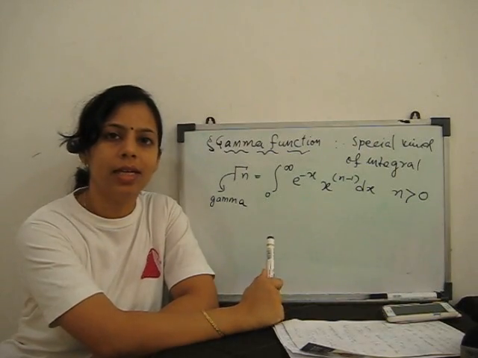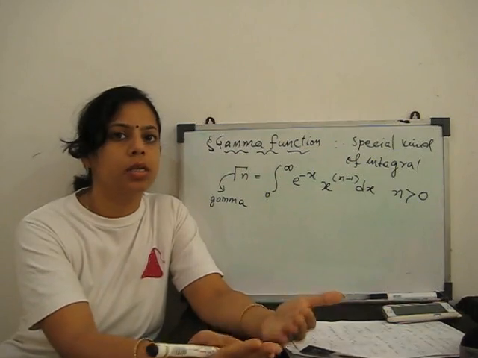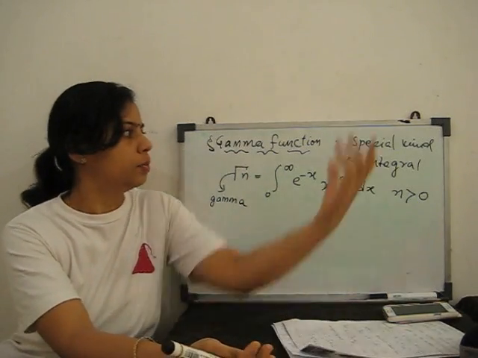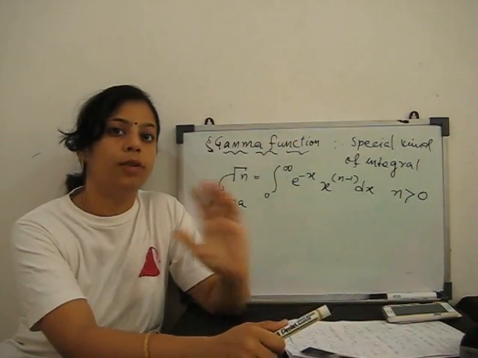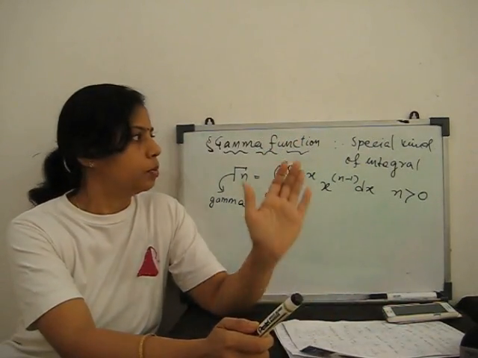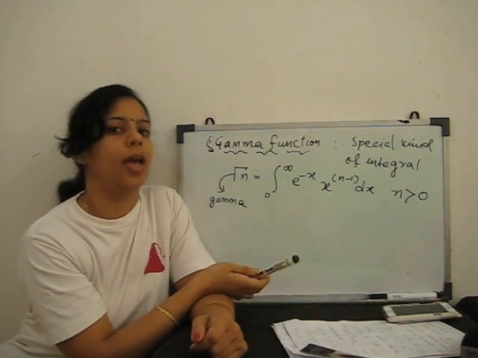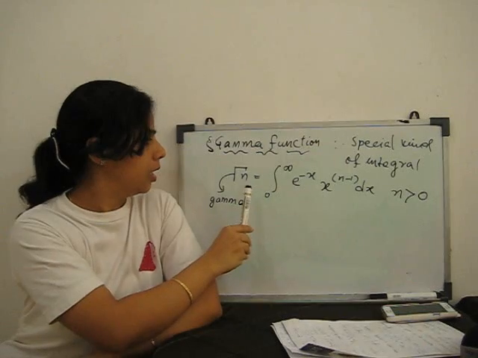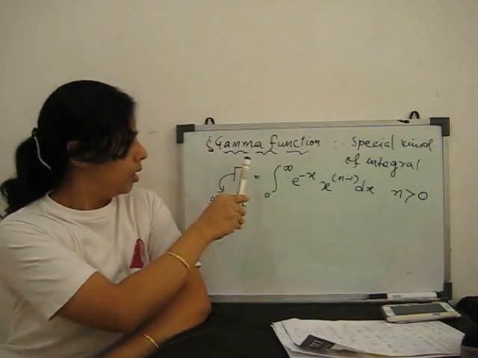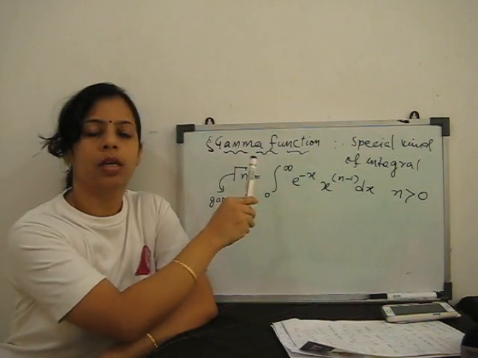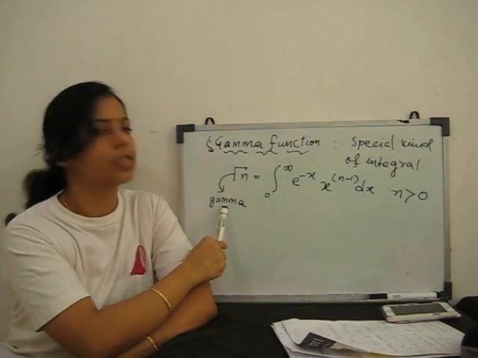Basically, the gamma function is one kind of integral, one special type of integral. It is also known as a special function. So, what integral is known as the gamma function? Just see here, gamma of n. This notation looks like an inverted n, and this function is known as gamma.